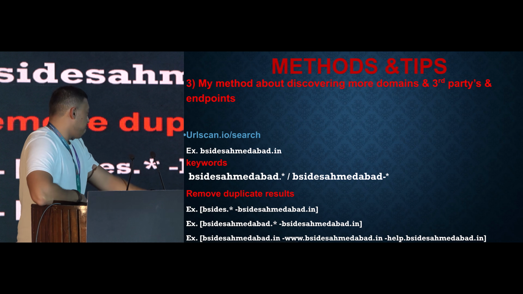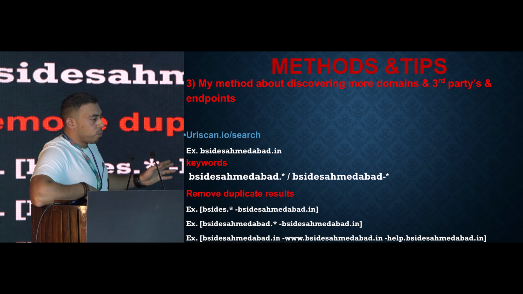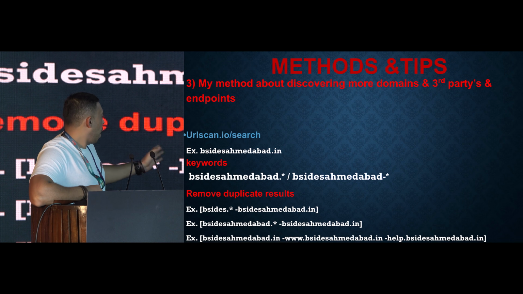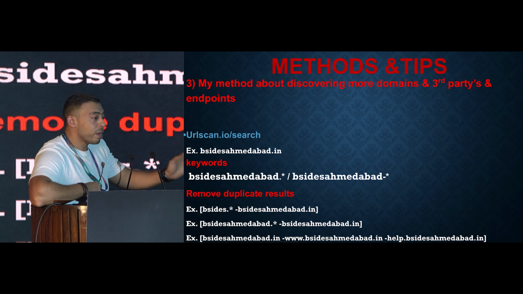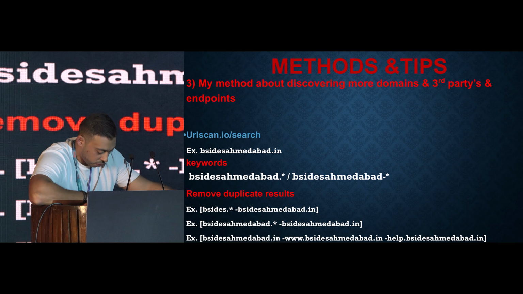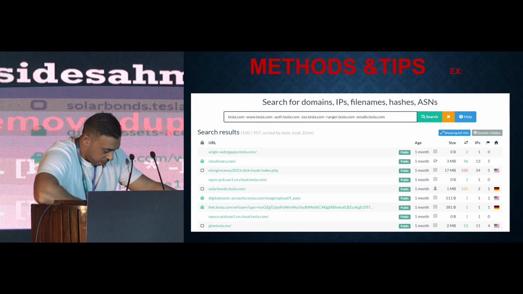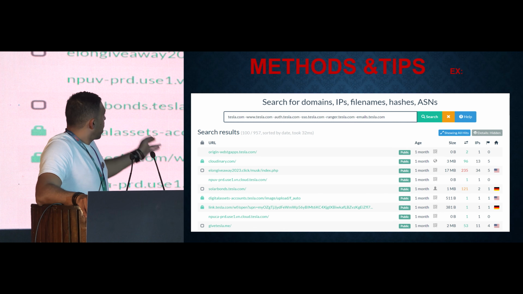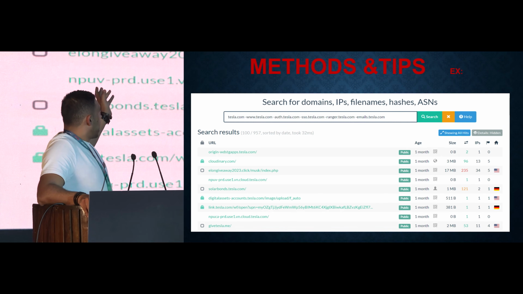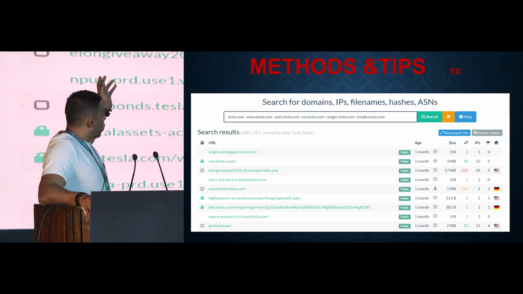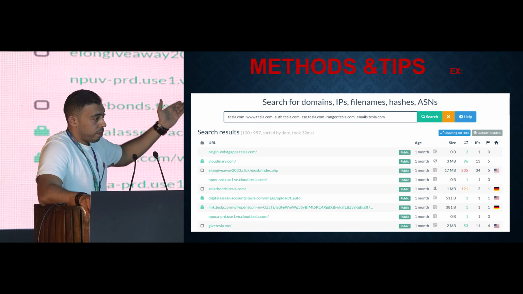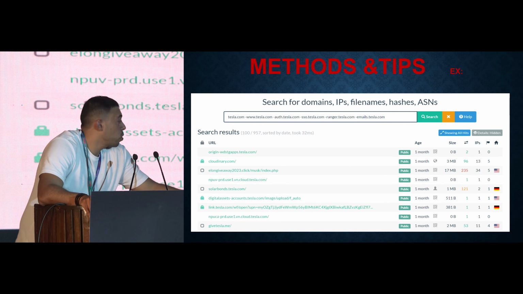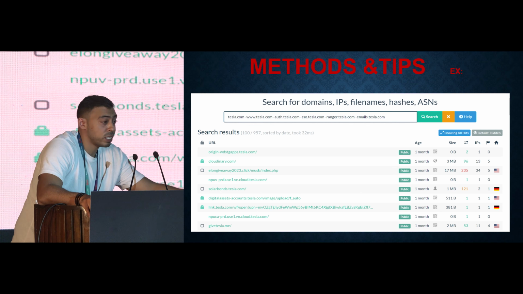And here are other examples also. I can add not just one subdomain or two subdomains. I can exclude more domains and subdomains with the same keyword. Here's the example: I want to get some endpoints for tesla.com, but I want to remove these because I got a lot of duplicates for these subdomains.